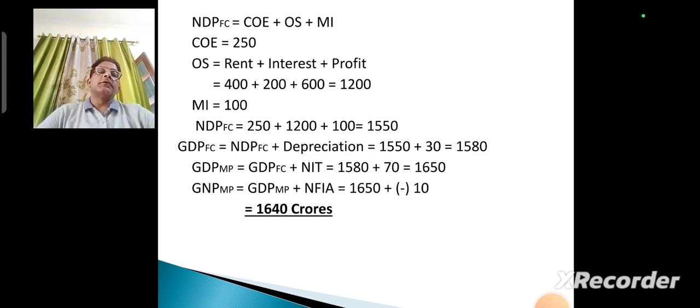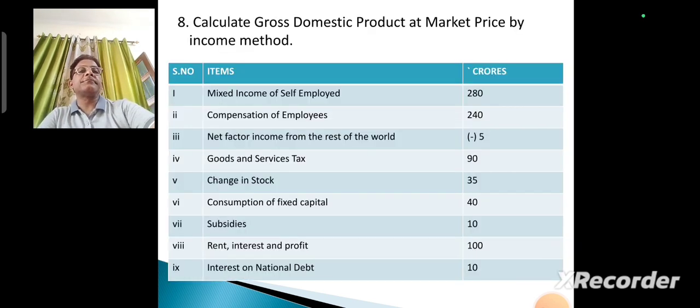OS is the sum of rent, interest and profit. Mixed income is 100. NDPFC is the sum of these three. Then GNPMP is being found through adding NFY, depreciation, NIT and NFY. Right. This is GDPMP to be found, GDPMP.